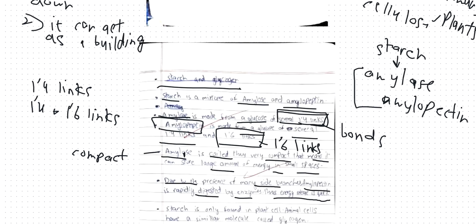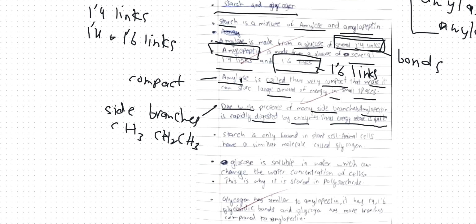So another feature of amylopectin is that it has side branches. Side branches are basically CH3, CH2, CH3. You don't need to know the names of the side branches. What you need to know is that amylopectin has side branches. That's one of the features. The second feature is that it has 1,4 plus 1,6 links.